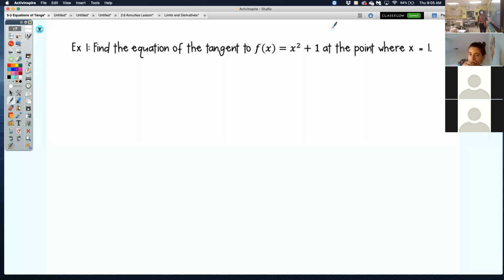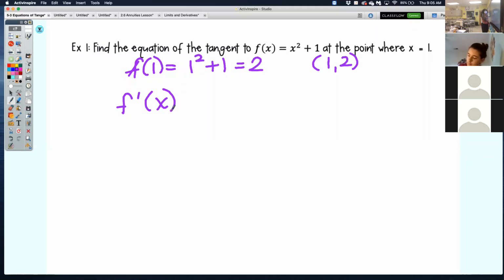So we're going to plug 1 into our function. We're doing that so we can get the y coordinate for the point. So 1 squared plus 1 is 2. So our point is (1, 2). Now the last thing that we need to write our equation is our slope. And we find the slope for this particular tangent line by finding what? We need to find the derivative. So we need to find the derivative of the function, and then after we do that, we need to plug in the x value to get the actual gradient.